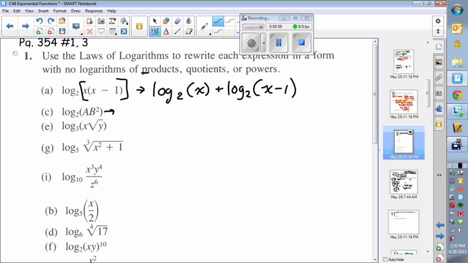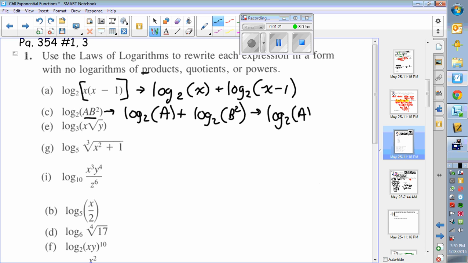Okay, so rewriting this, I see a product first, so I will write it log to base 2 of A plus log to base 2 of B squared. And then we take another step because I see a power in here, so we'll leave the first part alone, log to base 2 of A, but the second part is going to be 2 log to base 2 of B. That is our best answer here. We've gotten rid of that exponent.